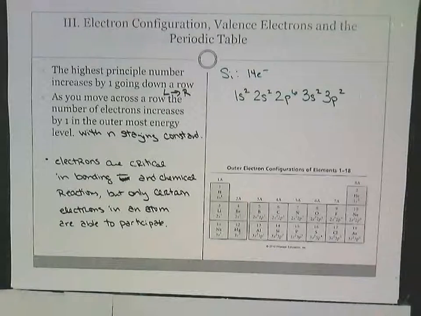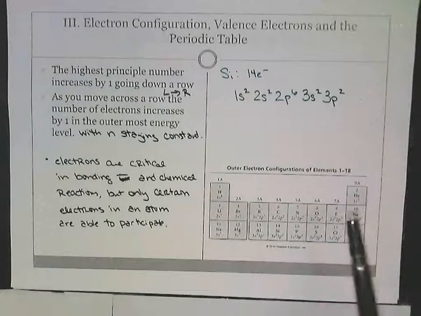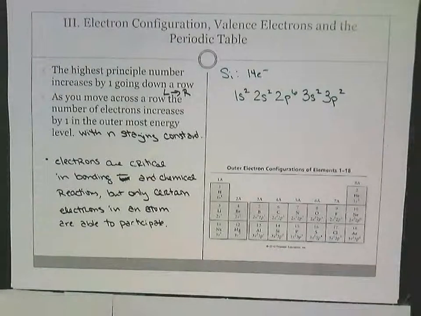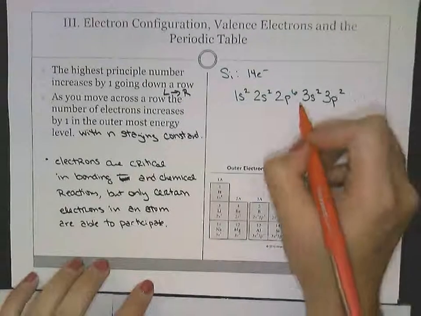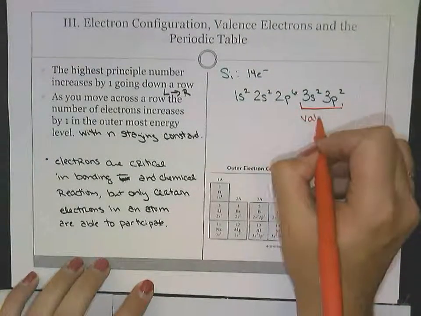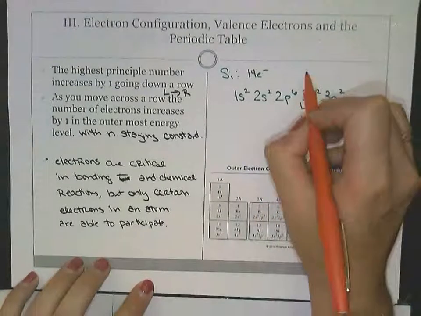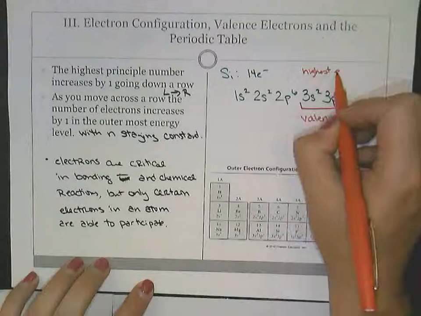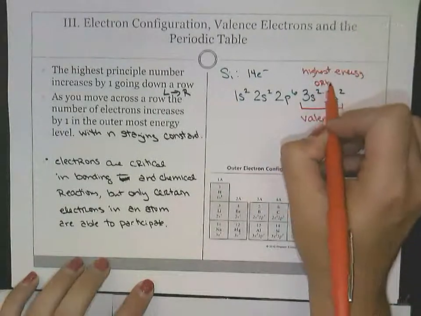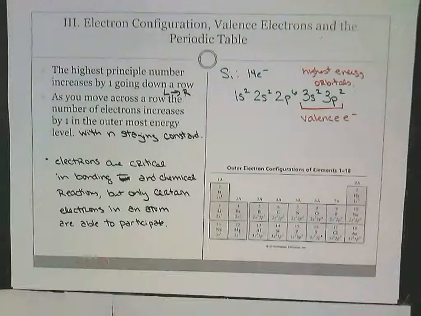Which orbitals are in the highest energy level for this? Which ones are the highest energy orbitals? The 3s2 and 3p2, right? Those are the highest energy orbitals. The highest energy electrons are called valence electrons. They have the highest energy because they are both at n equals 3. So those are called valence.